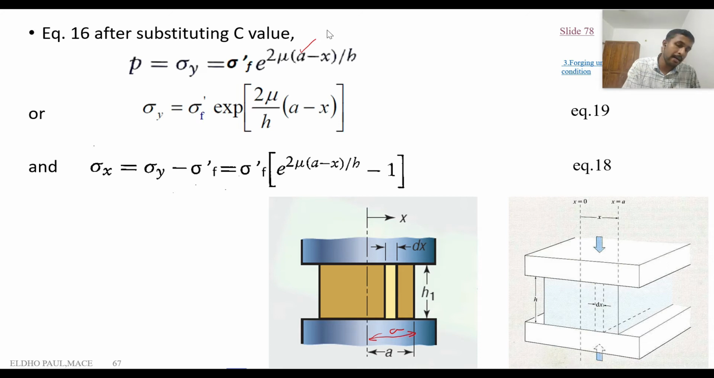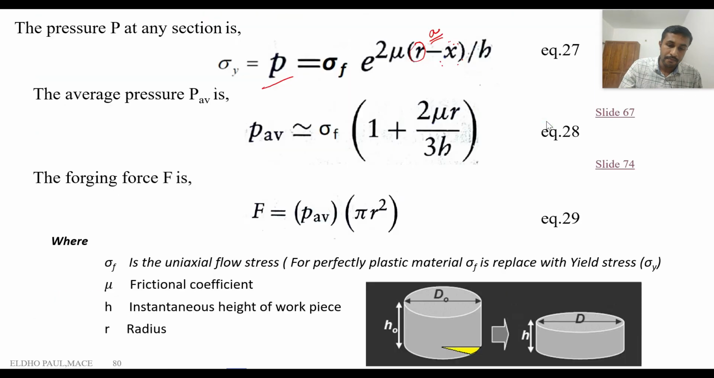One more difference is that in the rectangular case we use sigma dash f, the flow stress corresponding to plane strain condition, which is equal to 2 by root 3 of the flow stress at a particular strain. But in this case it is sigma f, because this is not a plane strain condition. So here we take only sigma f, not sigma dash f. So the only differences are sigma f and the r value; the remaining terms are the same.